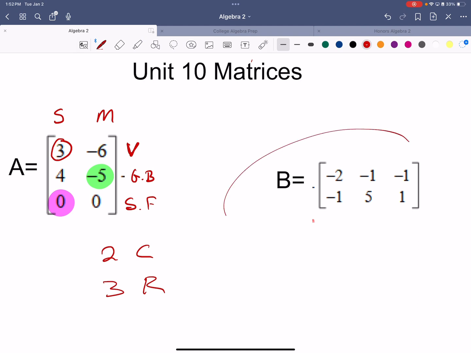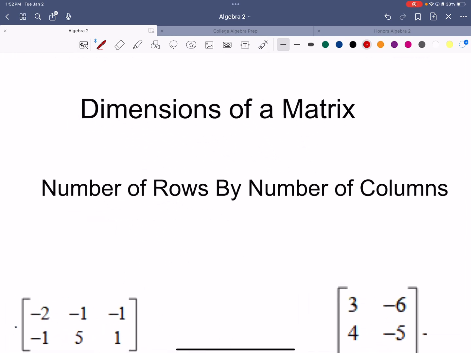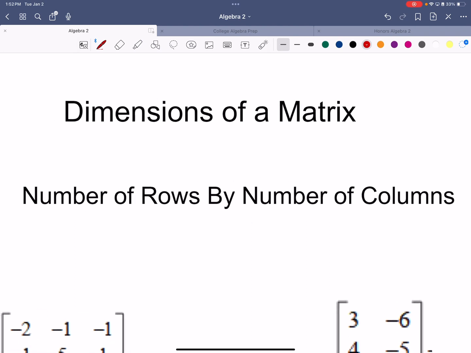If we look at this one, it's the opposite. It's got 2 rows and 3 columns. One of the first things we want to be able to do with matrices is describe them by their dimensions. When you're talking about the dimensions of a matrix, it's the number of rows by the number of columns. So you name it by the number of rows it has, by the number of columns it has. Its rows are by, we're going to make that a multiplication symbol, columns. It's the number of rows by the number of columns.